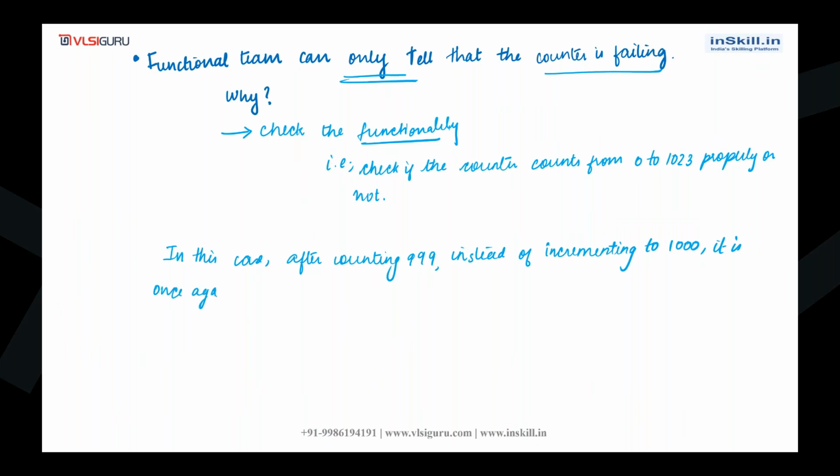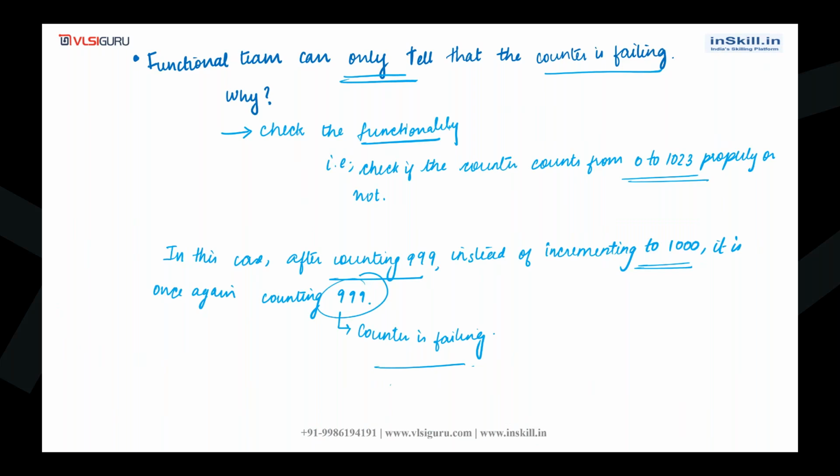Once again counting 999. So the counter is failed. Functional verification team can only tell that the counter is failing. The reason is because they check the functionality. In our case, they check if the counter properly counts from 0 to 1023. But in our example, after counting 999, instead of incrementing to 1000, it once again counts 999. So the counter is failed.